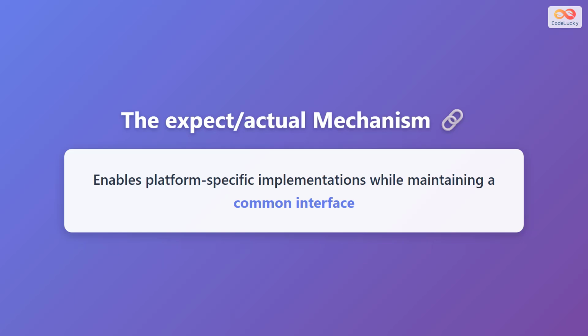One of the most powerful features of Kotlin Multiplatform is the expect-actual mechanism. This mechanism enables platform-specific implementations while maintaining a common interface. The expect-actual pattern allows you to define what functionality you expect to exist in the common code, and then provide actual platform-specific implementations for each target. This is particularly useful when you need to access platform APIs or features that don't have a common abstraction, such as file systems, network implementations, or user interface components. Let's see how this works in practice.